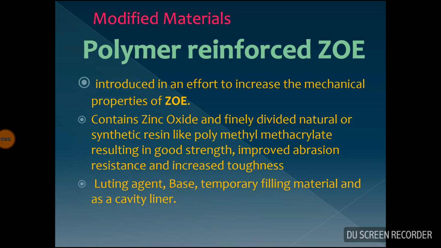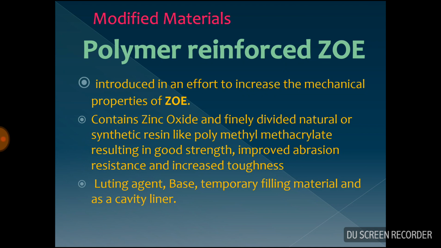Modified materials. In order to overcome the shortcomings of zinc oxide eugenol cement, a few modifications have been made to improve the strength and reduce the solubility. Polymer reinforced zinc oxide eugenol was introduced in an effort to increase the mechanical properties of zinc oxide eugenol.